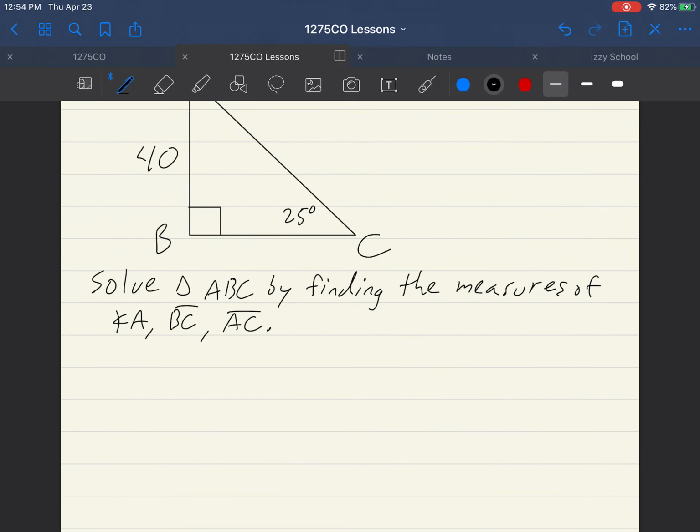Let's start with angle A. Right, since we know that the 3 angles of this triangle add up to 180, that means 180 minus 90 minus 25 is going to equal the missing angle, which is going to be 65 degrees. And that's all we need to do for that.